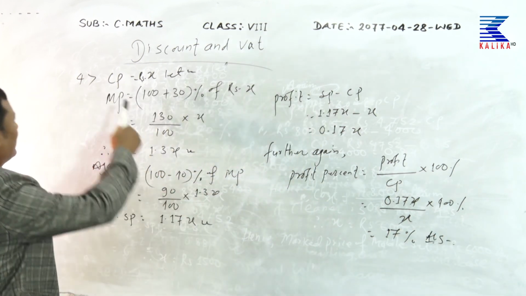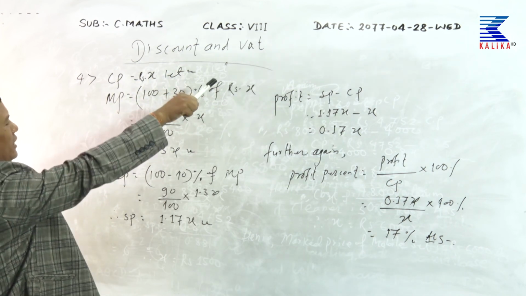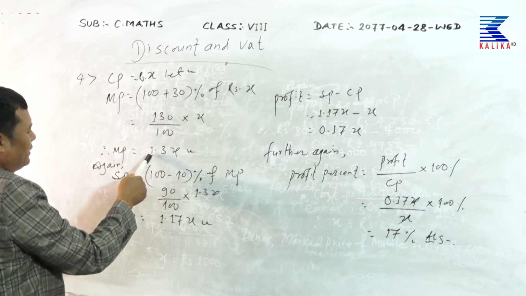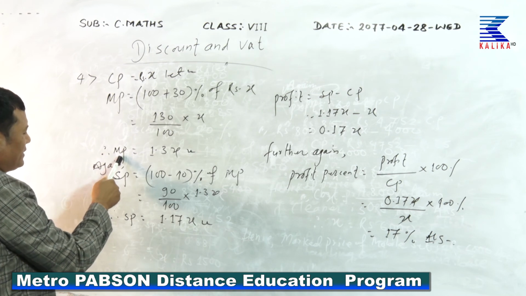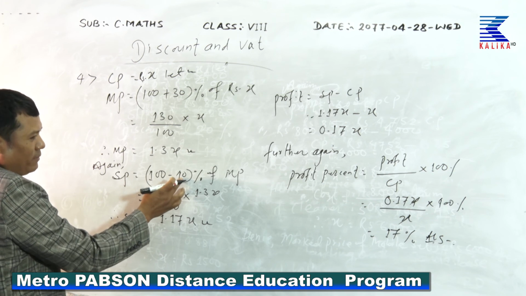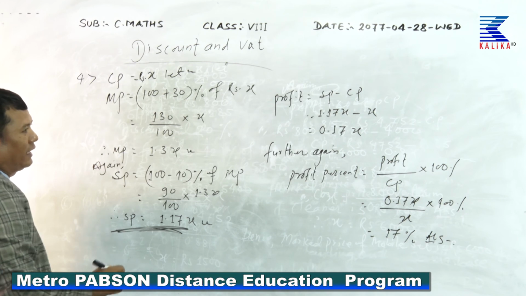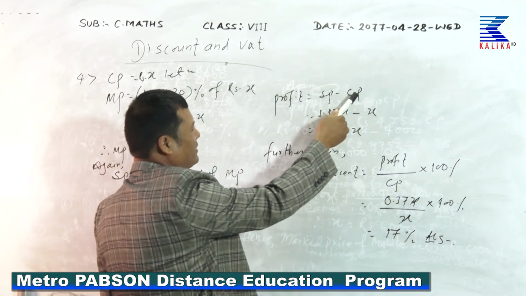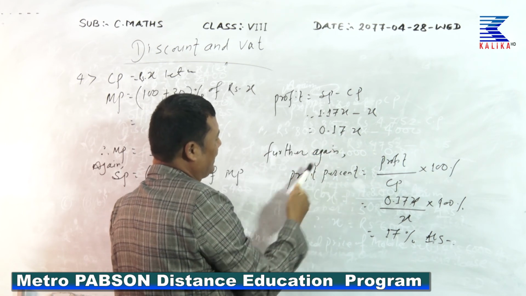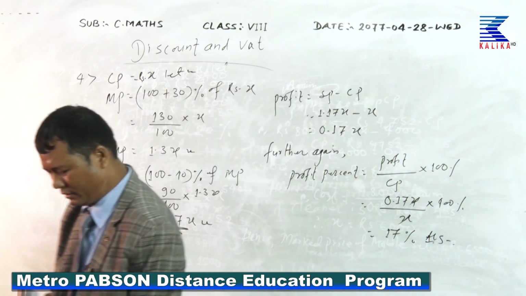Once more please. CP is X because MP is 30% above the cost price. So, 100 plus 30% of X, 130 by 100 into X, then 1.3X, it is market price, and selling price is equal to 100 minus 10% of MP. Selling price minus cost price is profit 0.17X, and further profit percent is equal to profit upon CP into 100%.